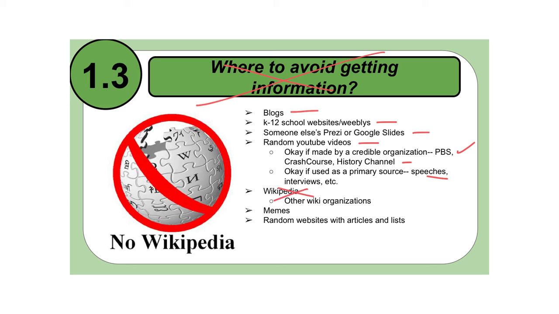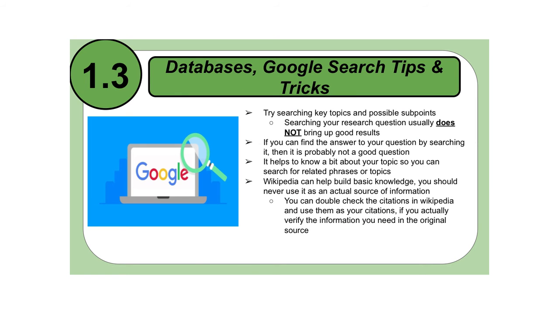Wikipedia, you just don't even forget it exists. Memes, really? I'm not even going to elaborate. And random websites with articles and lists. If someone has a website, they're randomly selecting articles, obviously, that are going to support their vantage point. So it really does have a huge bias. So please avoid them.